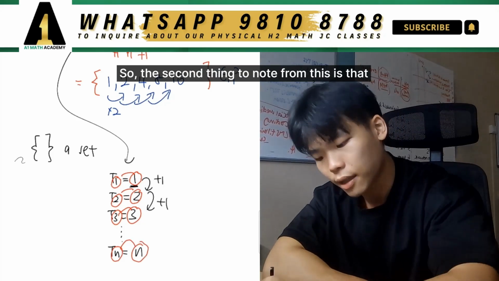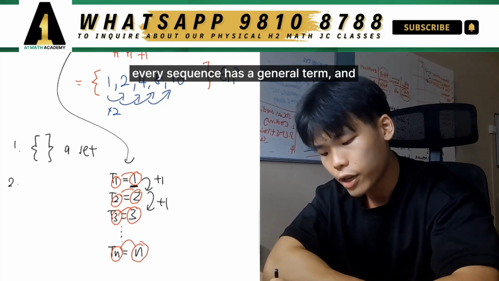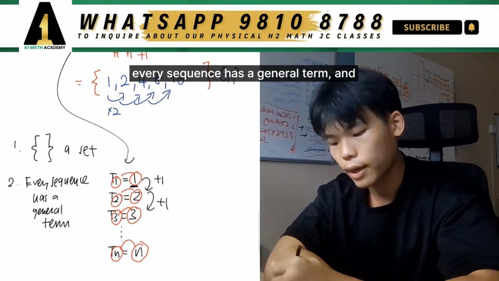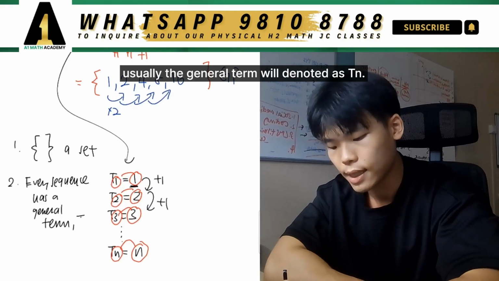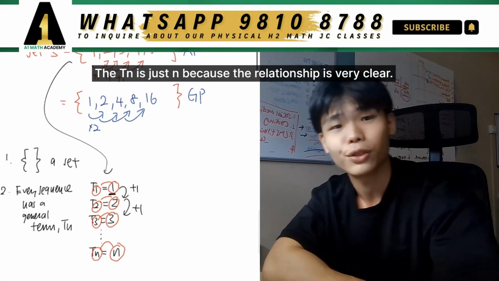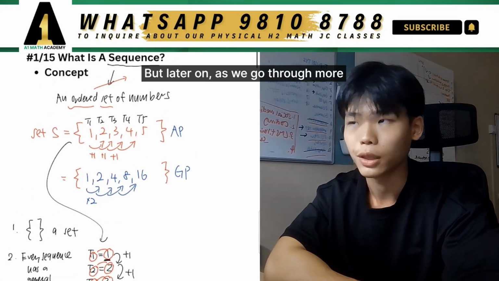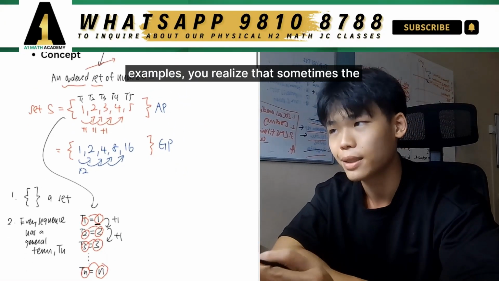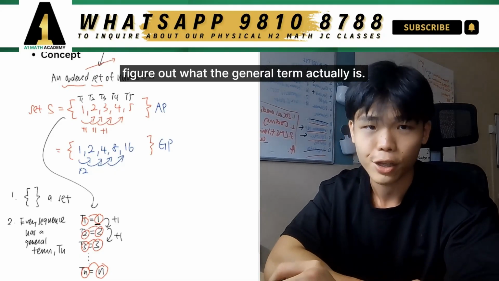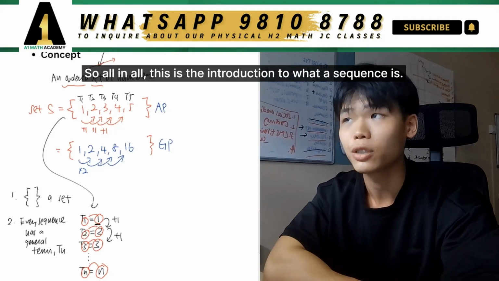So the second thing to note from this is that every sequence has a general term. And usually the general term will be denoted as Tn. So in this example, the Tn is very straightforward. The Tn is just n because the relationship is very clear. But later on, as we go through more examples, you realize that sometimes the general term may not be so clear, and that's where you need to actually go and figure out what the general term actually is. So all in all, this is the introduction to what a sequence is.